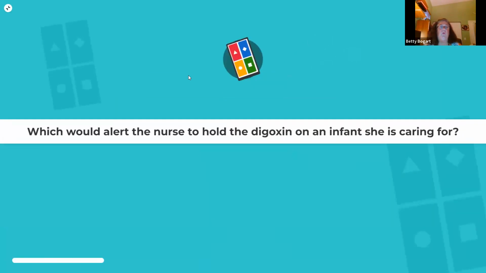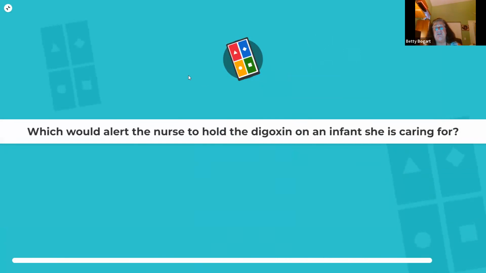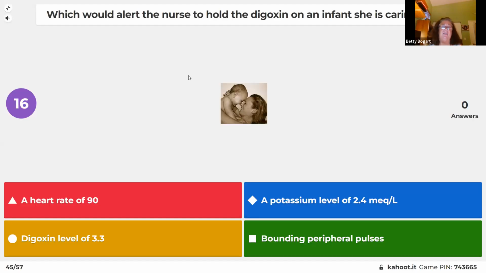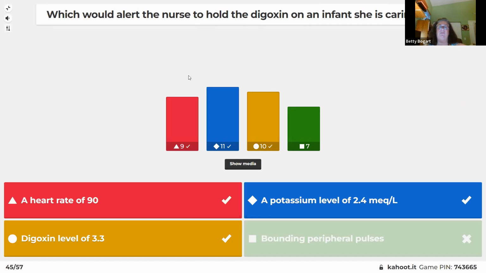Multi-select. Which would alert the nurse to hold the digoxin on an infant she's caring for? The way you give digoxin on an infant is the same thing you do for an adult. The only difference is the difference in vital signs that you're working with. So a heart rate of 90 is way too low for an infant. I would hold it for that alone. Digoxin level 3.3 is way too high. The levels are the same, whether on an adult or an infant. Also potassium. Low potassium can cause toxicity. The values are the same for adults as for infants. And bounding peripheral pulses have nothing to do with digoxin.